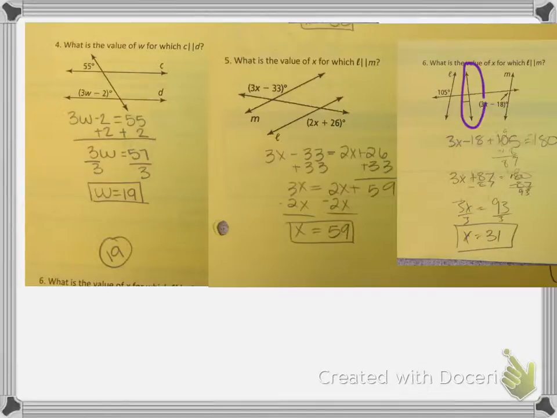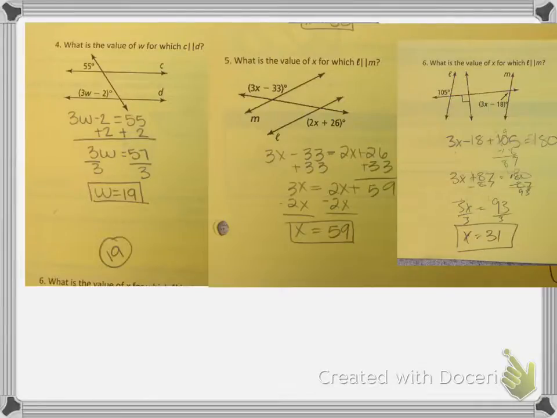Number 6. This one was tricky because there's a distractor line in there. That line in the middle doesn't mean anything for this problem. Okay? Yeah, it had nothing to do with the problem. It wants to know where will line L be parallel to line M. And here's your transversal. So, here's what Tyson did. He took 3x minus 18 and added it to 105 and set them equal to 180. So he's saying that those angles are supplementary.